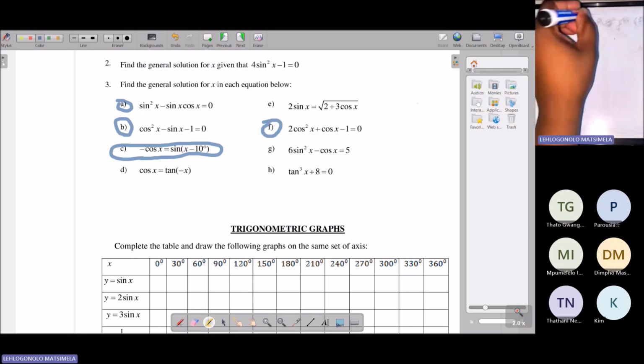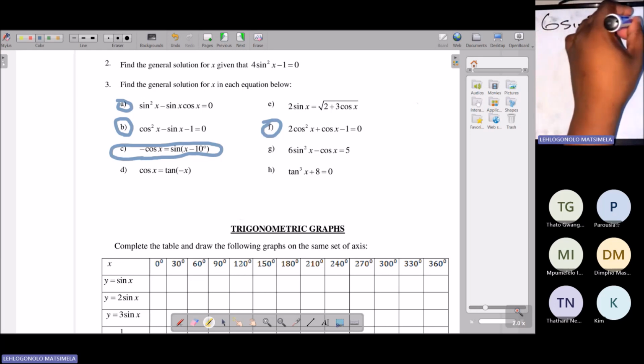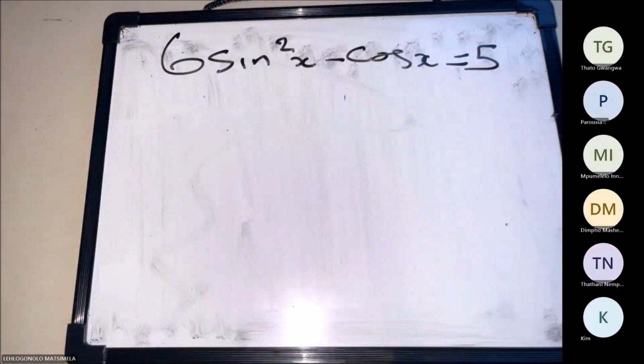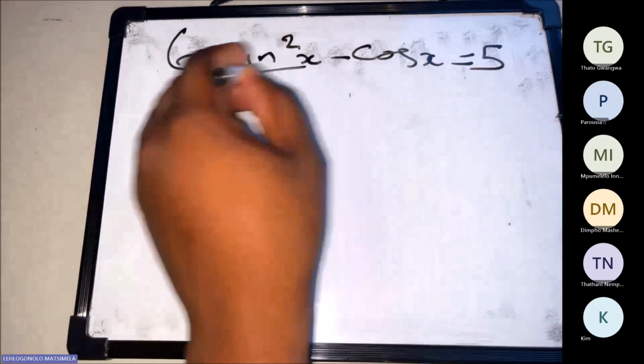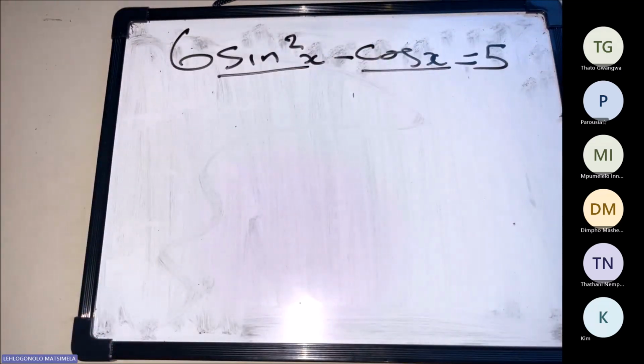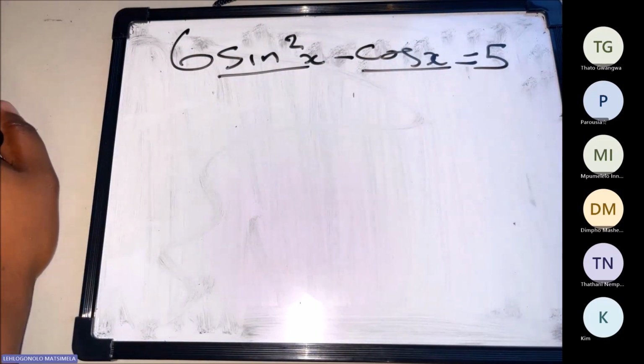Let's see, 6 sine to the power of 2x minus cos x is equal to 5. Okay, let me remove the screen. This one is not equal to 0. So if it's not equal to 0, don't forget that we simplify. And here we are having two trig ratios. The first one is sine, the second one is cos. We can't use the first solution that we used on the first question. No, we can't do that. So let's change one if it can be changed.